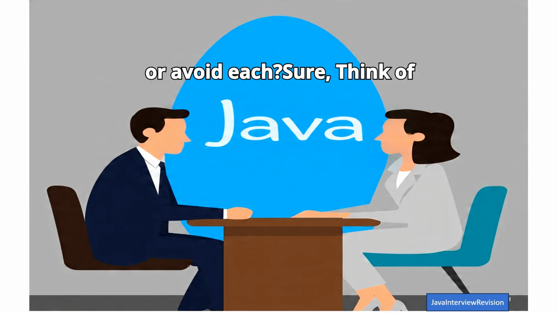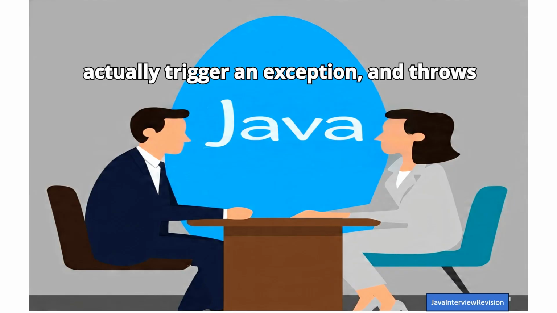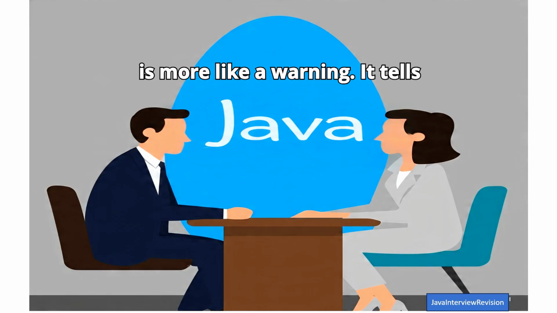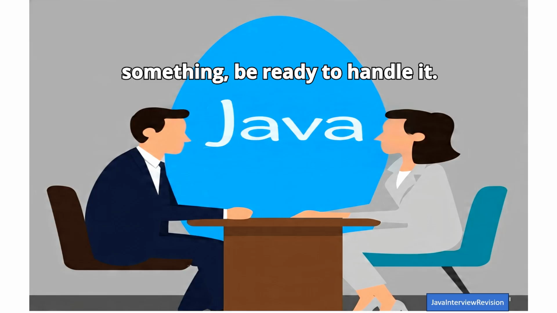Sure, think of throw as the action. It's used to actually trigger an exception. And throws is more like a warning. It tells the caller, hey, this method might throw something. Be ready to handle it.